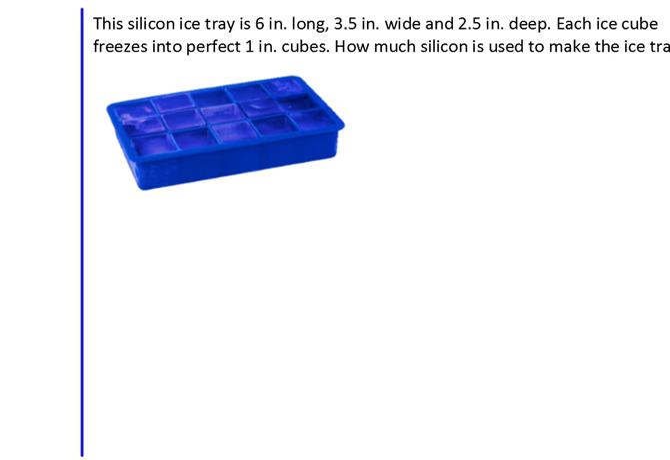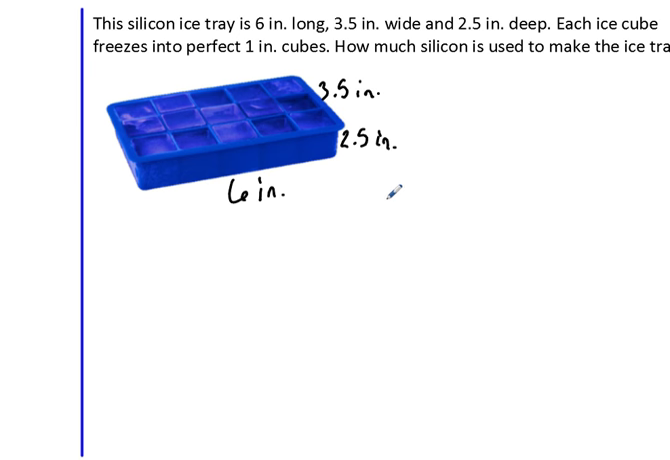In our last example, we have this silicone ice tray. It's that flexible, rubbery material. And it's 6 inches long, and it's 3.5 inches wide, and 2.5 inches deep. Each ice cube freezes into a perfect 1 inch cubed. How much silicone is used to make the ice tray? So let's label our picture with this information we have. We know that it's 6 inches long. We know that it's 3.5 inches wide, and it's 2.5 inches deep.